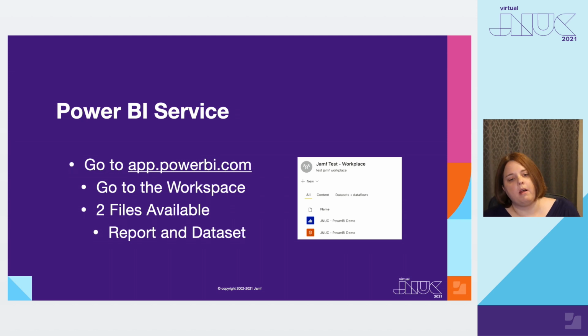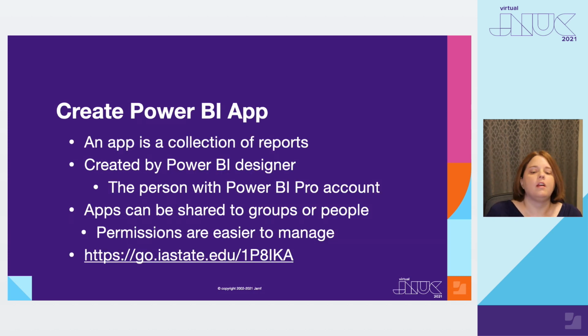To access the Power BI service, it's a simple URL to remember, app.powerbi.com. Depending on your environment, you might have multiple workspaces. Go ahead and find the workspace that you just saved everything to, and you'll see that there's two files in there, report and dataset. From there, you can share your report with others. But as I described later on, this may not be the best option.